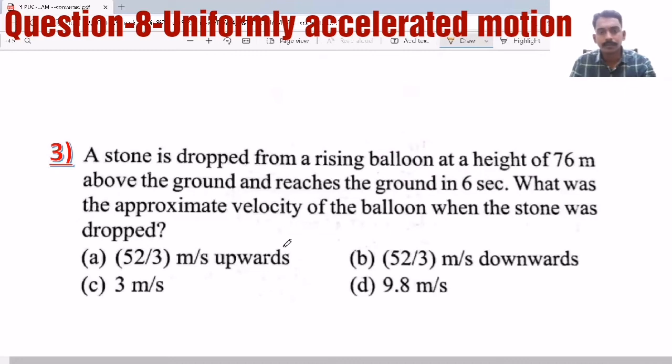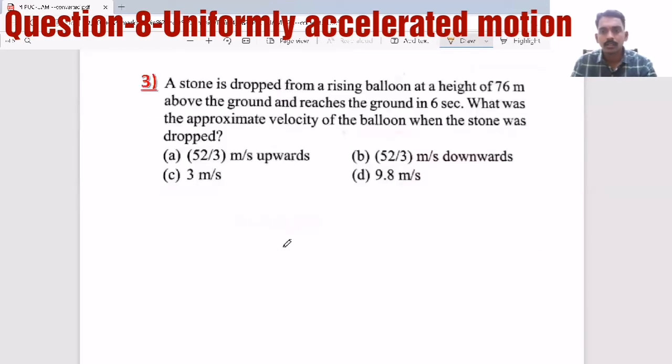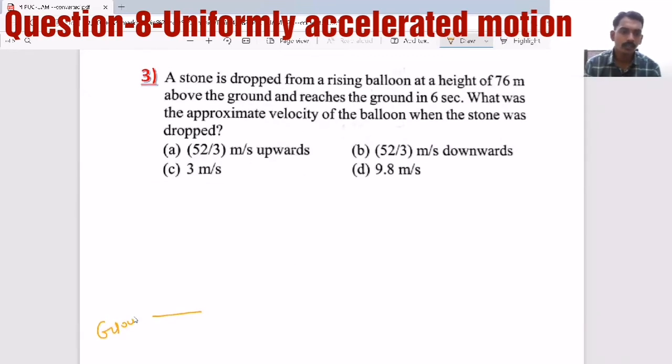Now here the question is based on this: a stone is dropped from a rising balloon at a height of 76 meter above the ground and reaches the ground in 6 seconds. What was the approximate velocity of the balloon when the stone was dropped? See, this is the ground. Now the moment we drop, let's say the balloon is at some height, how much? 76 meter. Now the velocity of the balloon, let's take that as u. Now it is like you are dropping, but it is thrown with velocity u upward. So it will go up and come back.